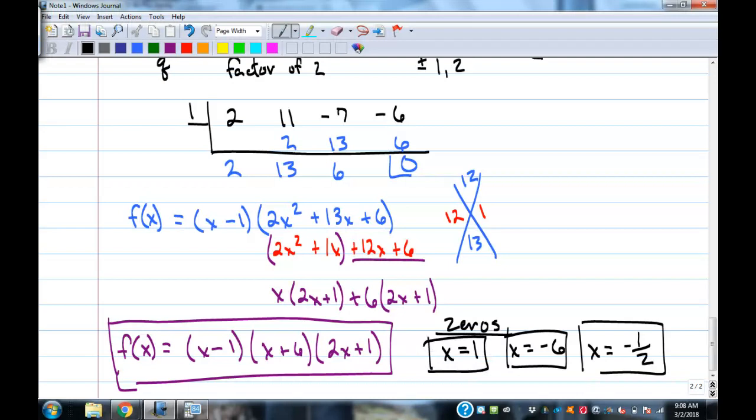So get it in factored form. The zeros should be the easiest part. Getting it in factored form is going to maybe take a little bit more. All right, let's look at a bigger problem.